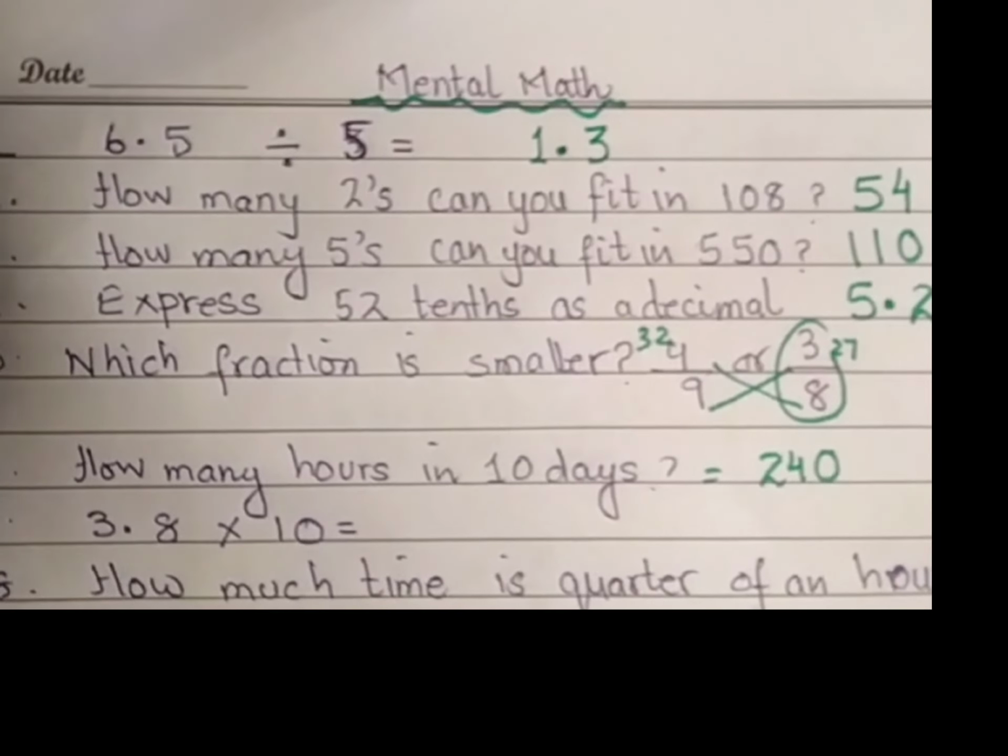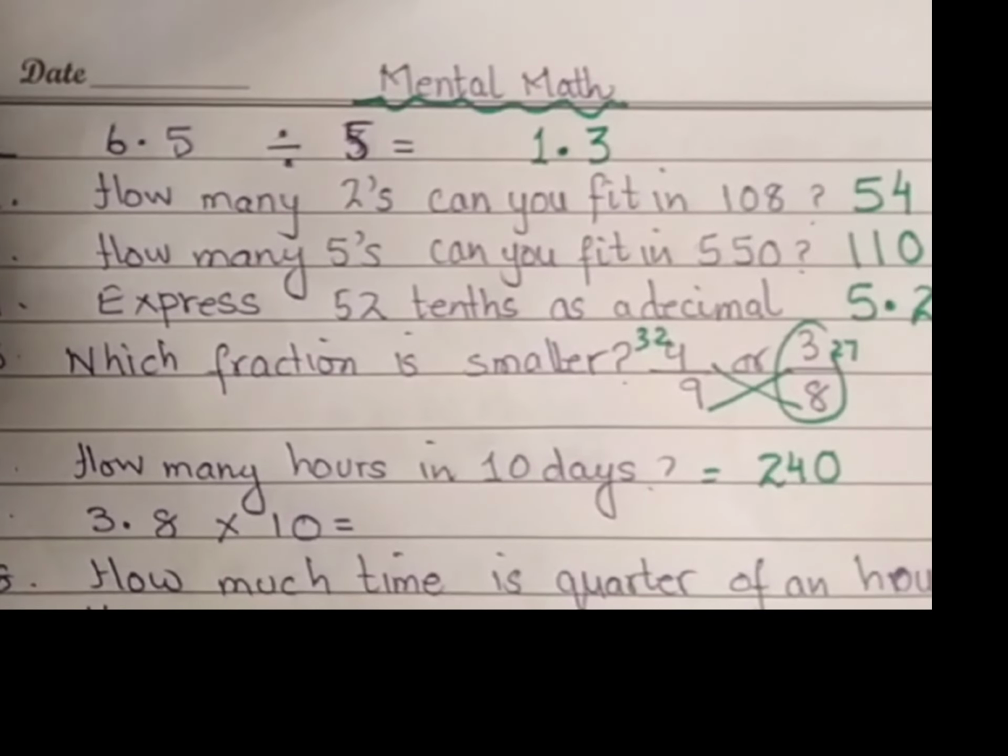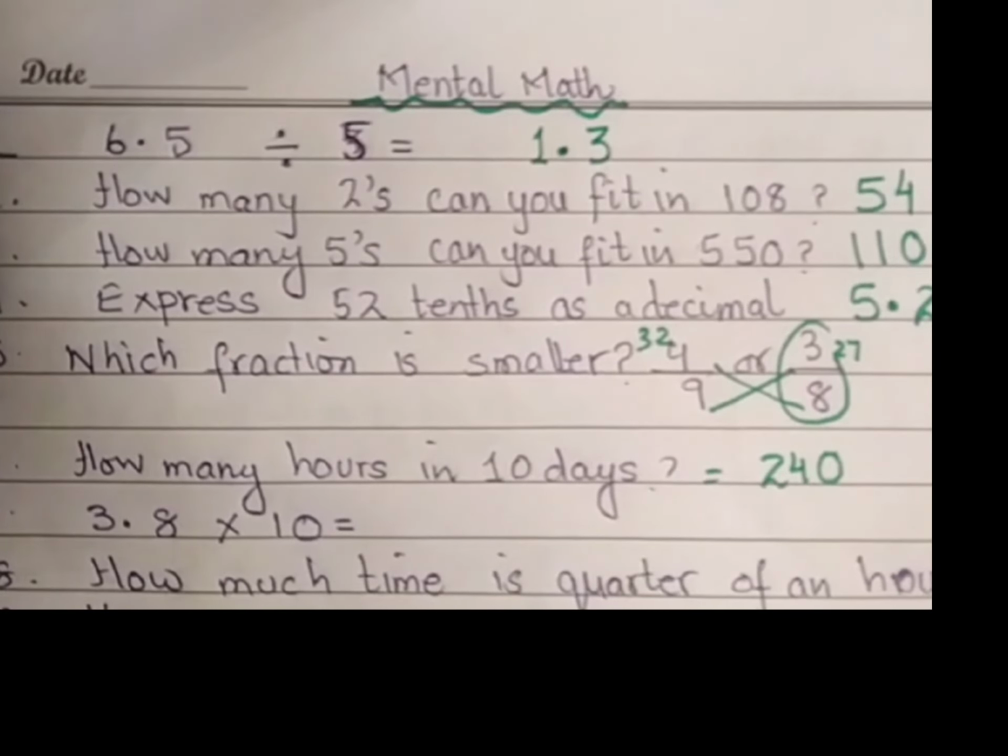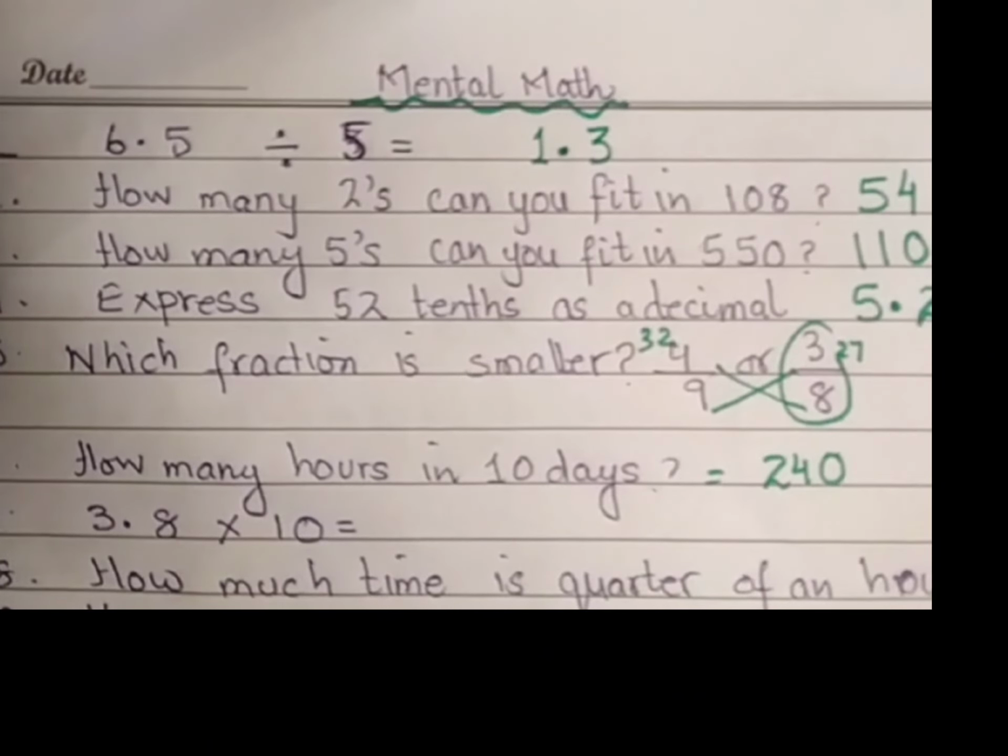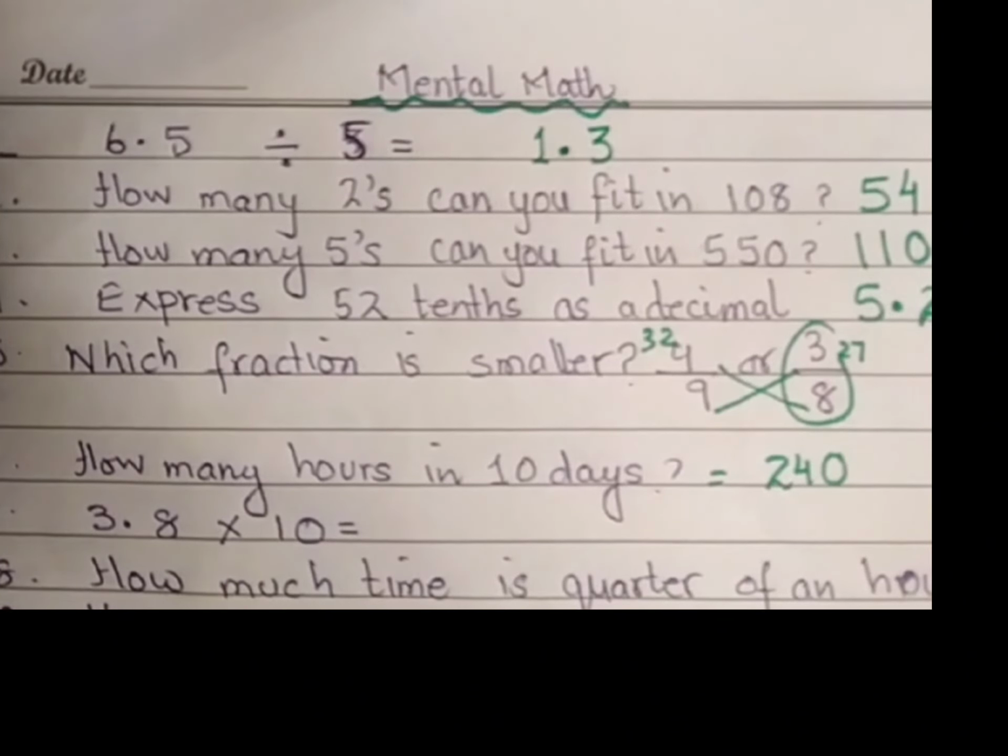Alright students, the last part is your mental maths. Have a look at the answers here. The first answer is 1.3. How many 2's can you fit in 108? Just simply divide it and you get the answer 54. How many 5's can you fit in 550? Again 550 divided by 5 gives you the answer. Express 52 tenths as a decimal, 5.2.